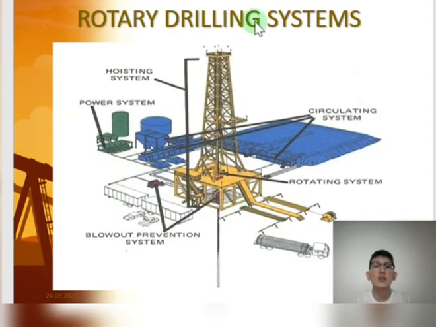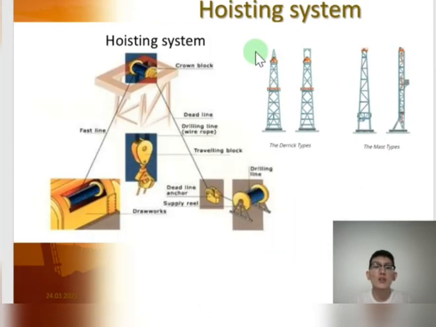A drilling rig is composed of different systems, as I said before, and the first system is the hoisting system. The main objective of the system is to provide lifting and dropping force to the drill string and many components of the rig. So we have here the components of the hoisting system: crown block, traveling block, deadline, and anchor, like that.